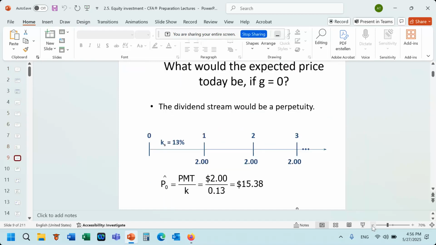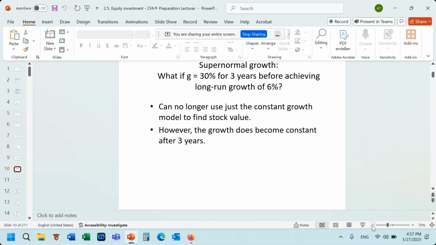Putting this on a timeline, we go to a problem when the growth rate is zero. Simply, we put 0 for G in Gordon's formula, and that becomes a perpetuity formula. The stock is paying us $2 every period forever, and cost of capital is 13%. So the perpetuity formula says this share is worth at time zero $2 divided by cost of capital, or 0.13, or $15.38 if the stock did not grow at all.